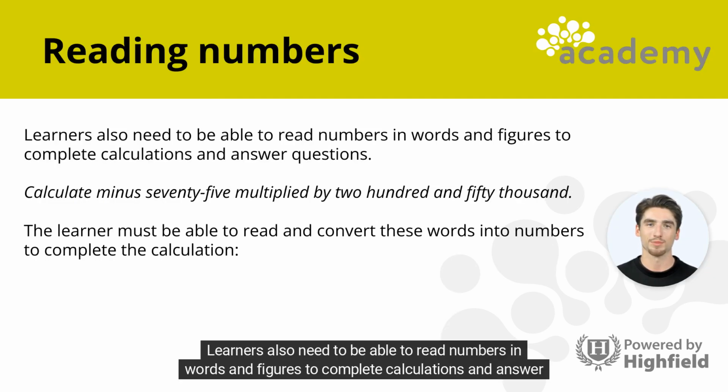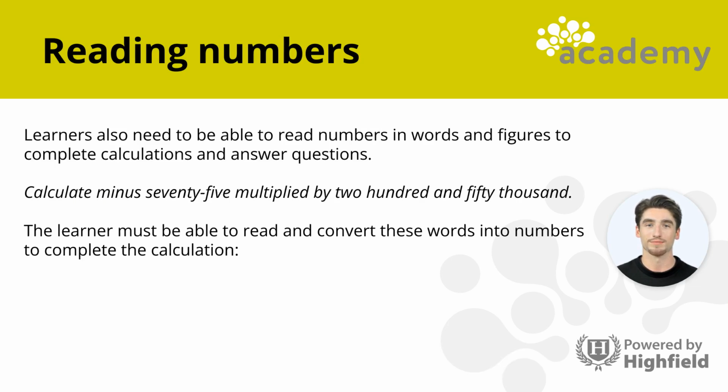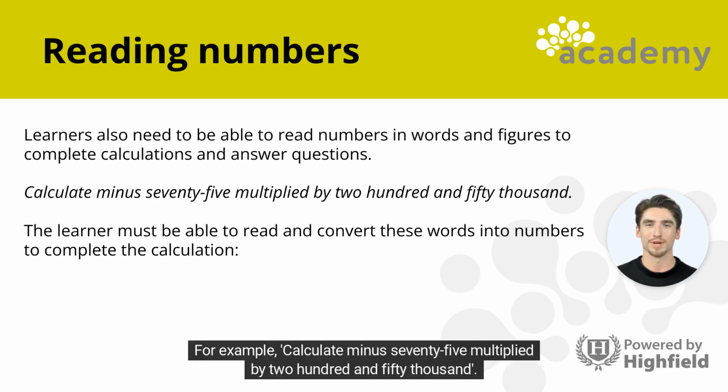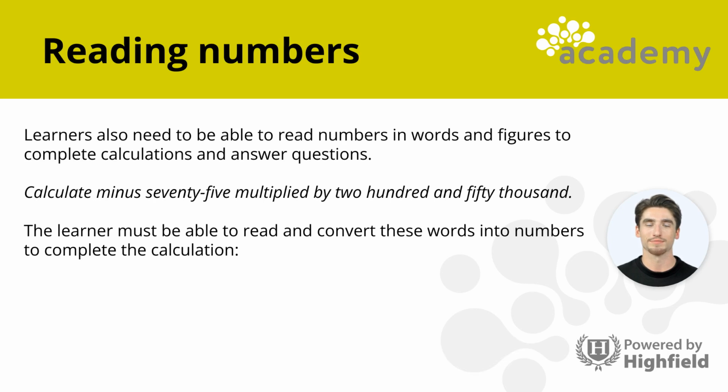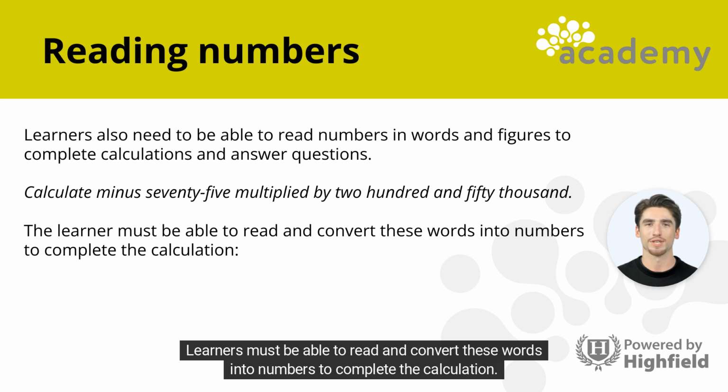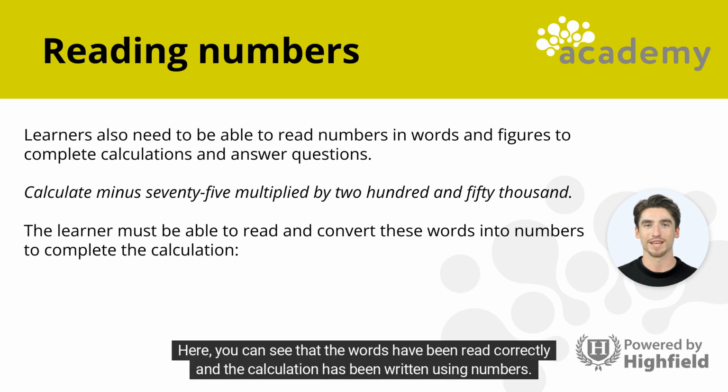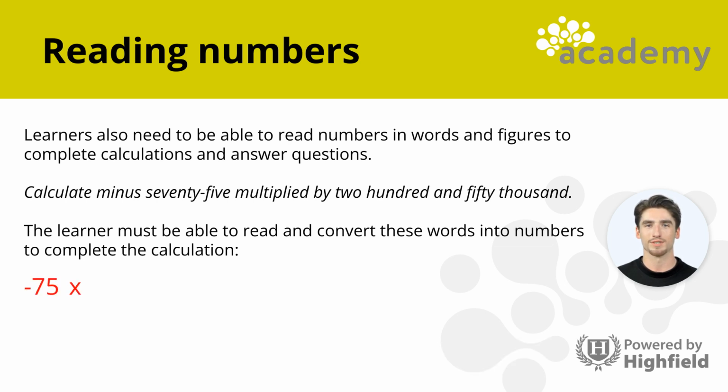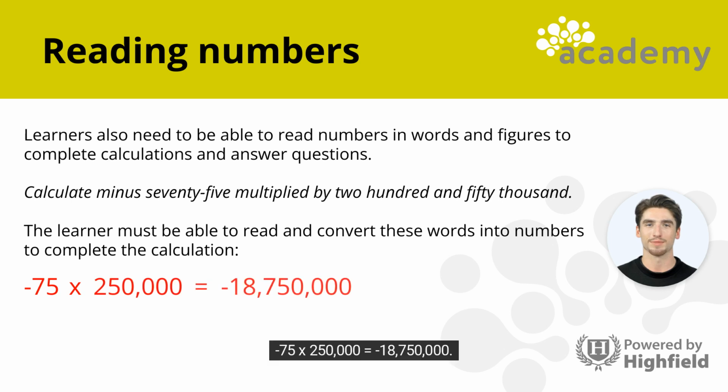Learners also need to be able to read numbers in words and figures to complete calculations and answer questions. For example, calculate minus 75 multiplied by 250,000. Learners must be able to read and convert these words into numbers to complete the calculation. Here, you can see that the words have been read correctly and the calculation has been written using numbers. Minus 75 multiplied by 250,000 equals minus 18,750,000.